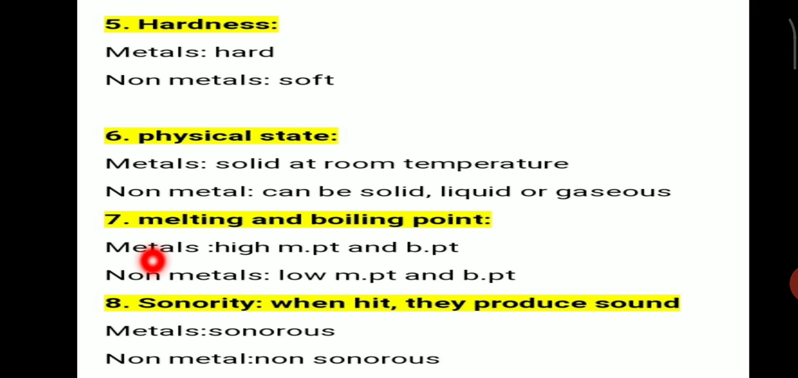Next is sonority. So what is sonorous? Metals are sonorous in nature. What is the meaning of sonorous? It produces sound. So when it is beaten, it produces sound. That's why the term sonorous is used. So metals are sonorous. Metals make sound when we hit them with an object. Okay, so they produce sound.